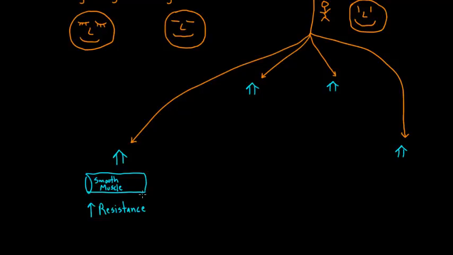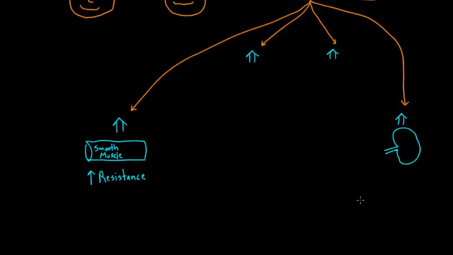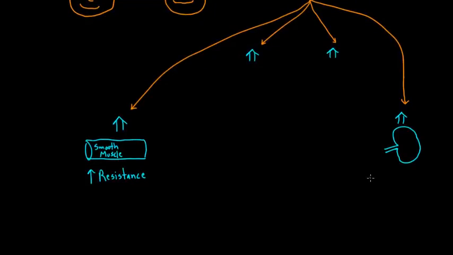Now in a different cell type altogether, in the kidney cells, angiotensin 2 actually makes these kidney cells hold on to more water. So you have more volume. It actually helps the kidney hold on to more water, and more volume, think about it in terms of stroke volume, is going to increase stroke volume. So you've got increased resistance and now increased stroke volume. So those are two cell types that angiotensin II will act on.